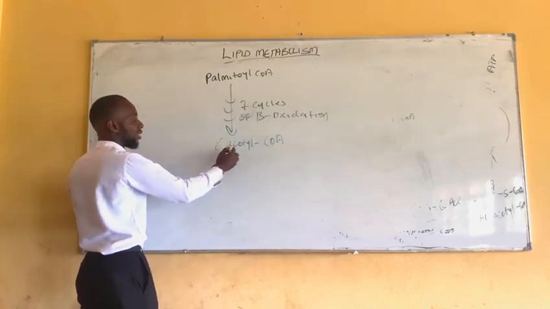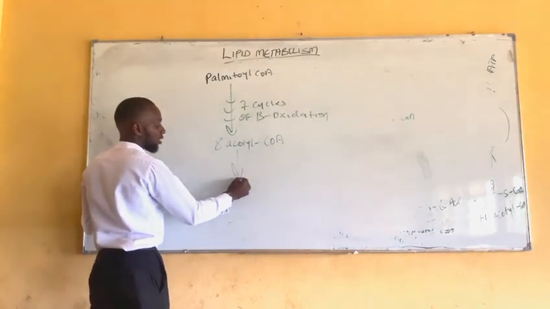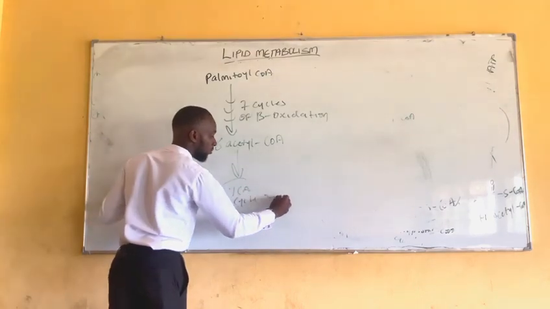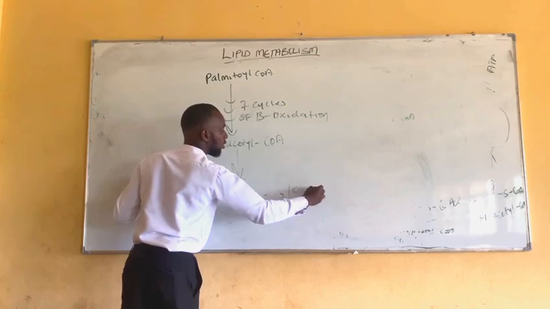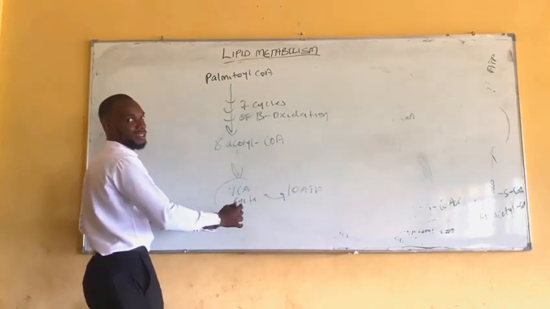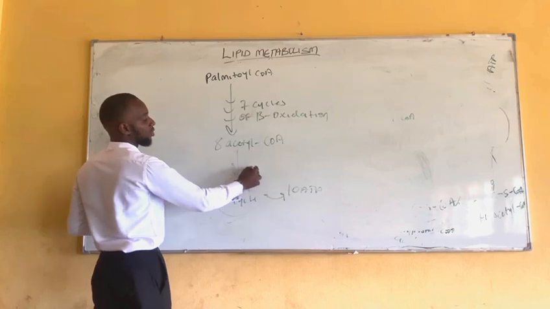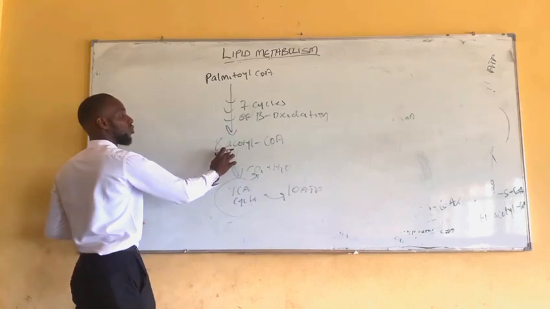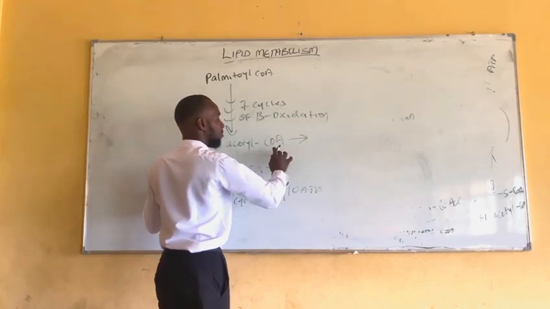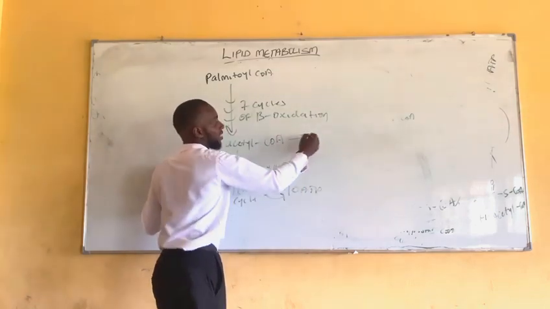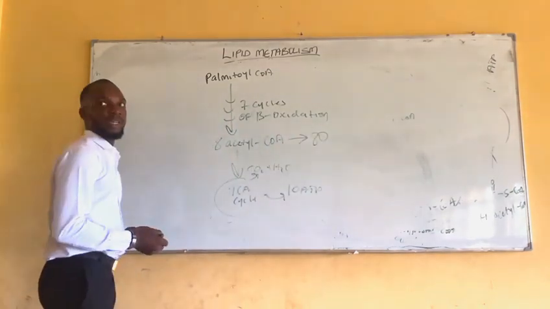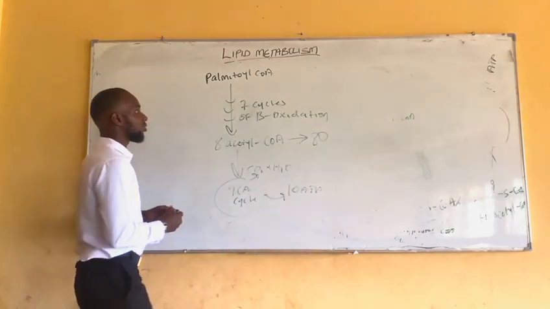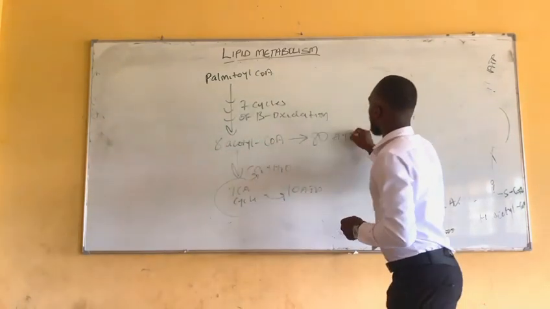So these 8 acetyl-CoA will go to the TCA cycle to form what? 10 ATP. Each acetyl-CoA will enter the citric acid cycle to form 10 ATP, as well as CO2 and H2O. So 10 ATP is formed for each acetyl-CoA. That means the total energy that will be generated is 10 times 8, that is 80 ATP.